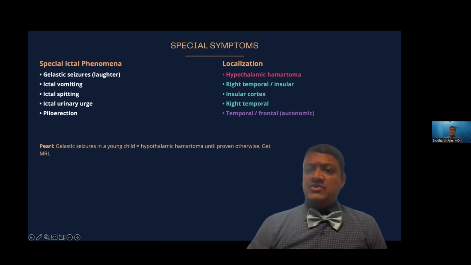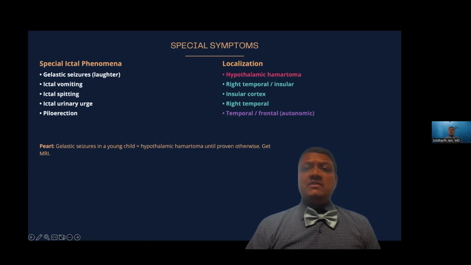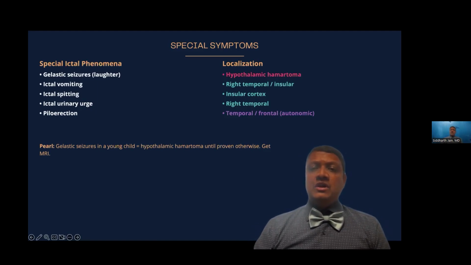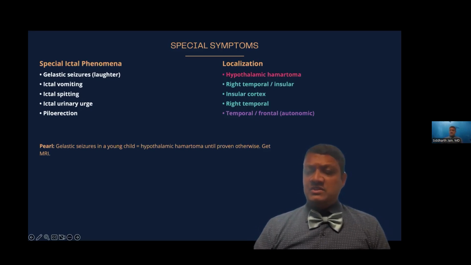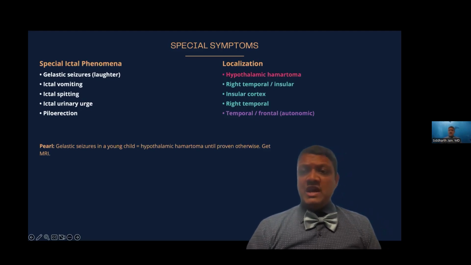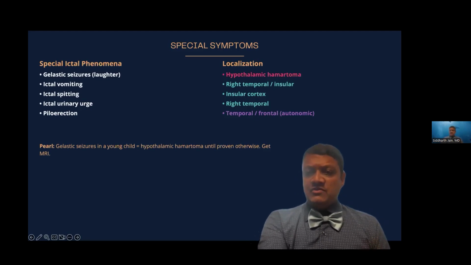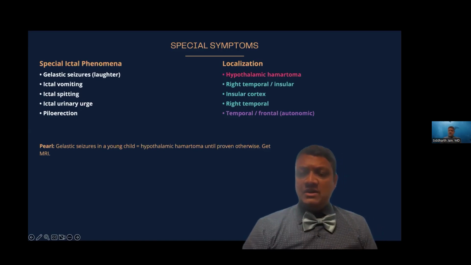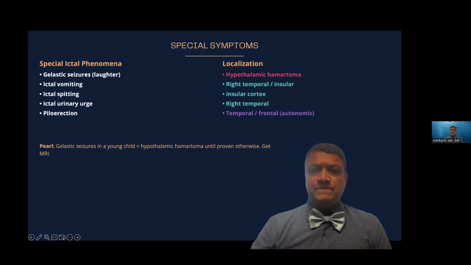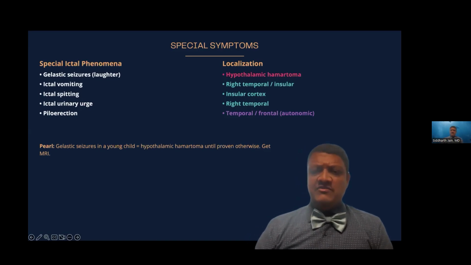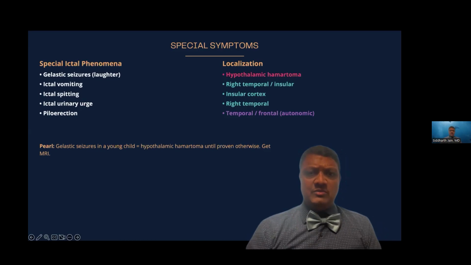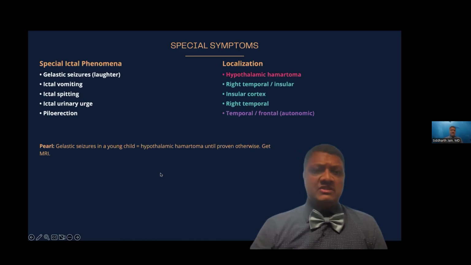And finally, piloerection, which is goosebumps occurring during a seizure, reflecting autonomic activation, and can occur with temporal or frontal lobe seizures. It suggests involvement of cortical regions connected to the sympathetic nervous system, and they can be unilateral or bilateral. And when unilateral, they have lateralizing value to the contralateral cortex. So some of these rare phenomena are more subjective or autonomic or visual processing phenomena, more likely from the insula, temporal lobe, or the hypothalamus in the case of the gelastic seizures.